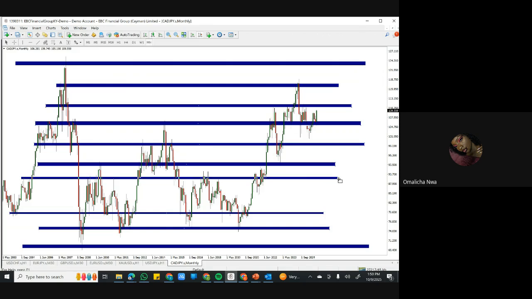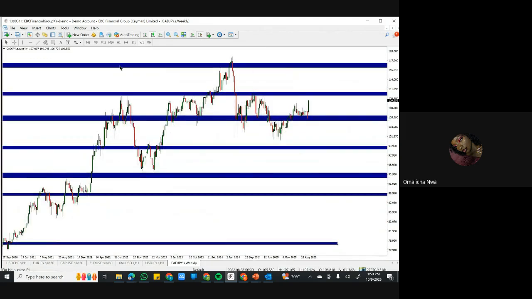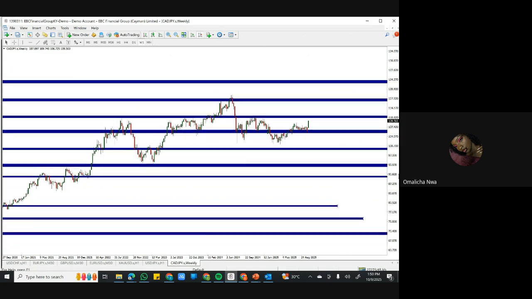This is another area of resistance, right? There are some in between, but let me free them. There are some areas of resistance around here, around here, around here, but let's go to a weekly time frame to see. Can you see? On a weekly time frame, you can see all these lines that I drew, right?